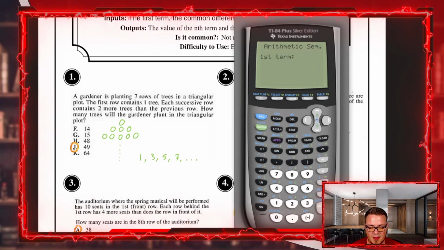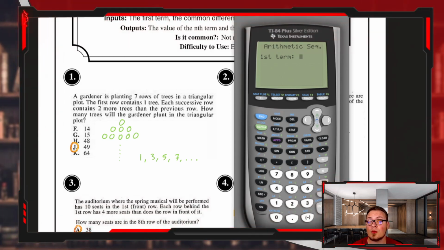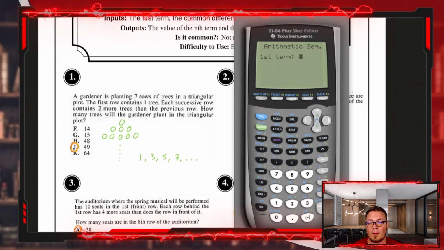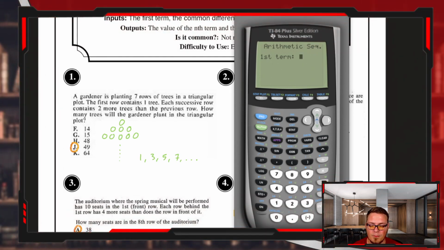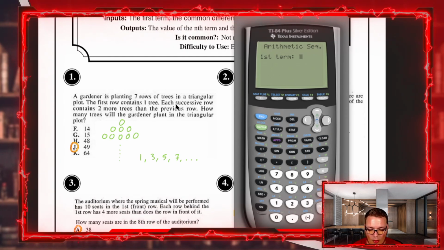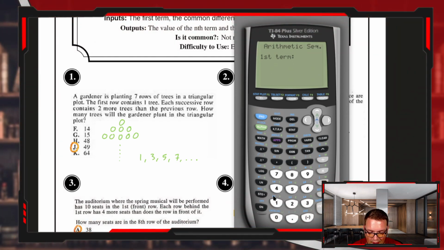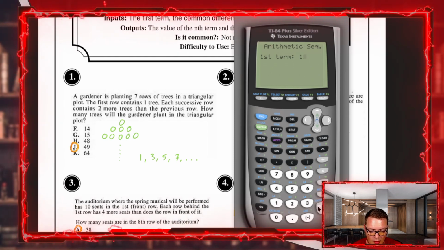So the arithmetic sequence is going to ask what's the first term. You do need to have the first term. So if you have a pattern where you only know like the third and fourth term, you need to work backwards and find the first term. So in question number 1, our first term over here is going to be that 1. So I press 1, I press enter.